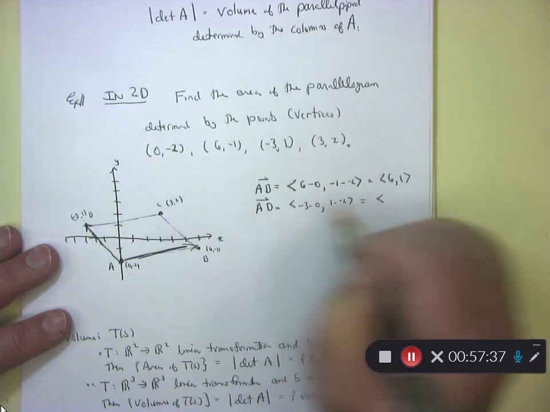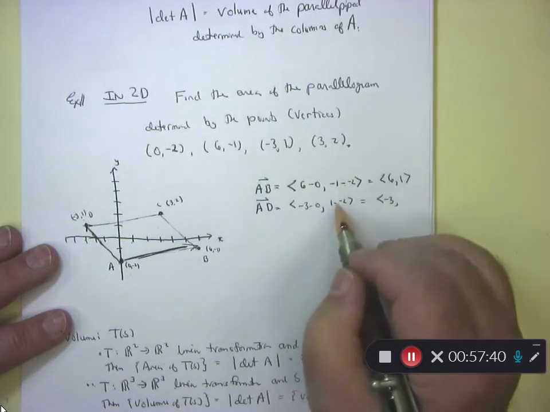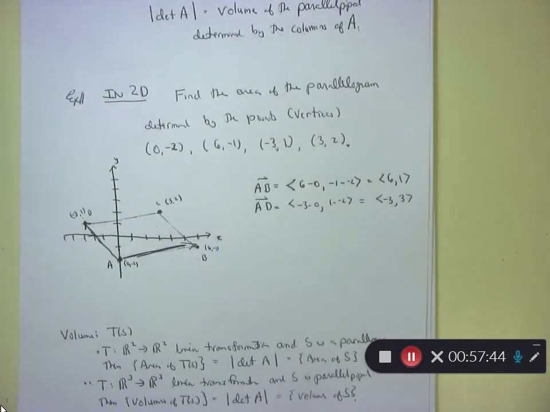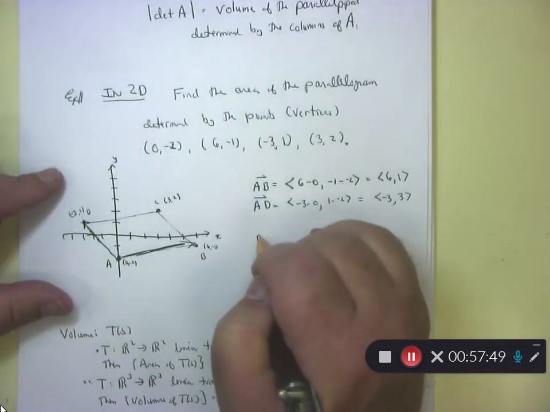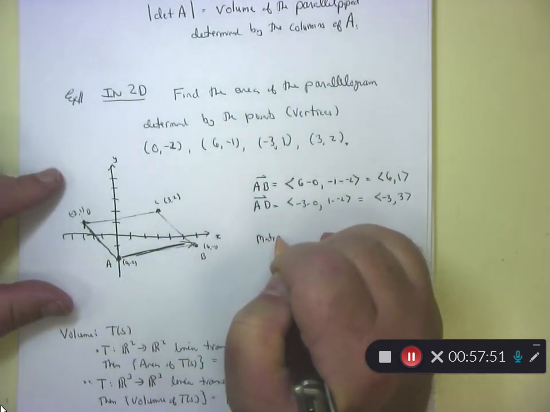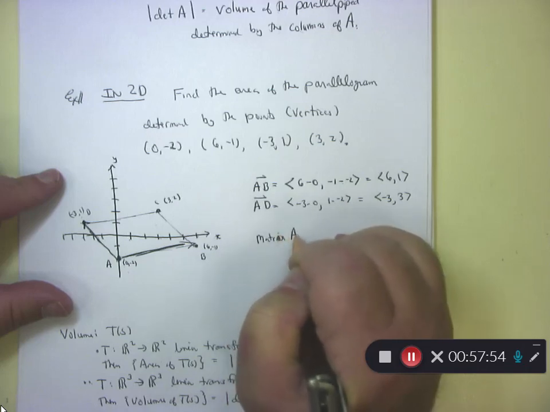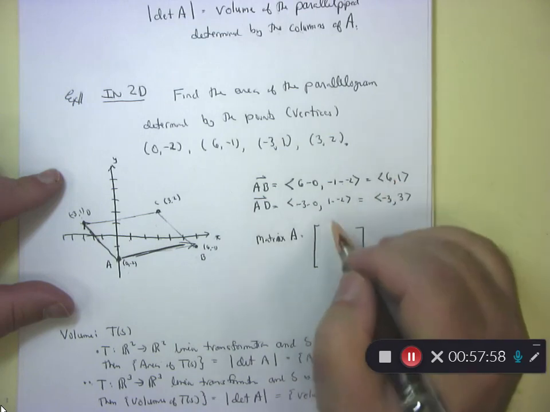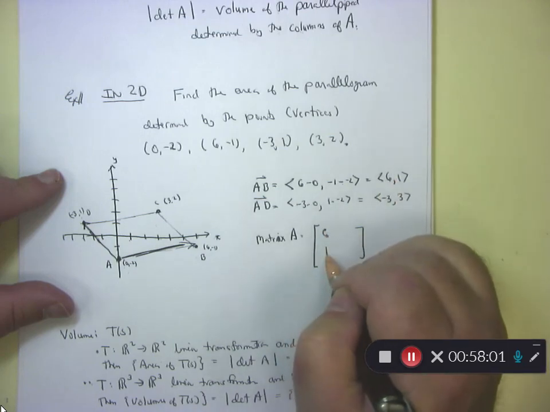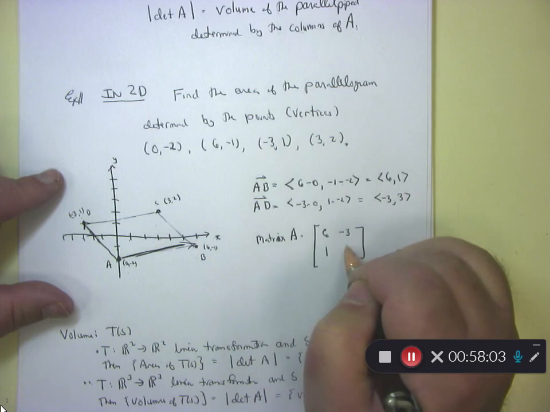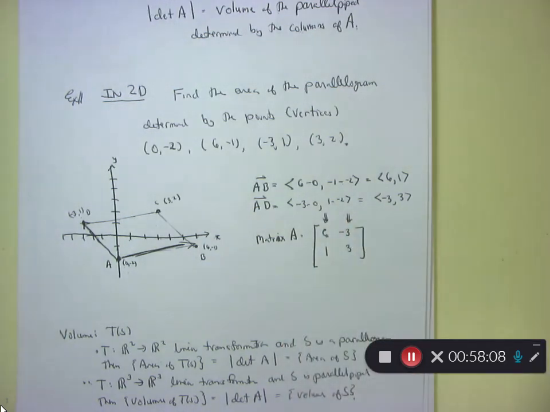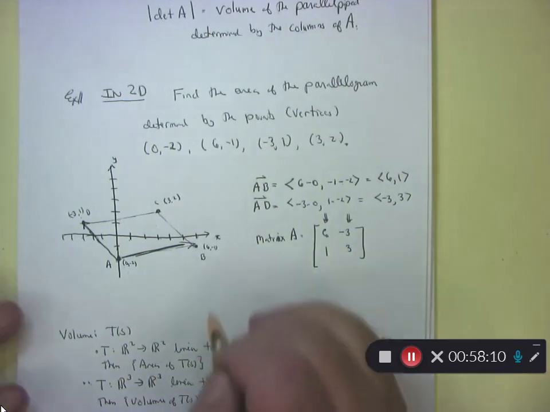This would give you the vector negative 3, comma, 1 minus negative 2. 1 plus 2 is 3. I get the vector negative 3, 3. So the matrix A is going to be the matrix putting these vectors in the columns. This would be 6, 1, and negative 3, 3. Putting the vectors as column vectors. Does that make sense? And now, watch this.